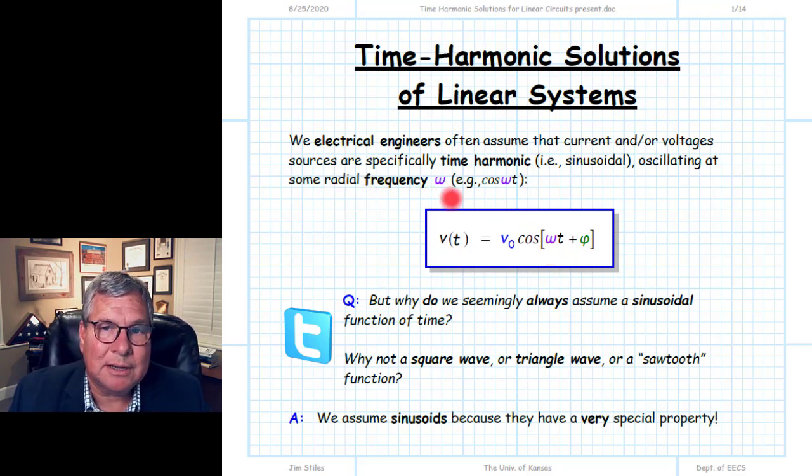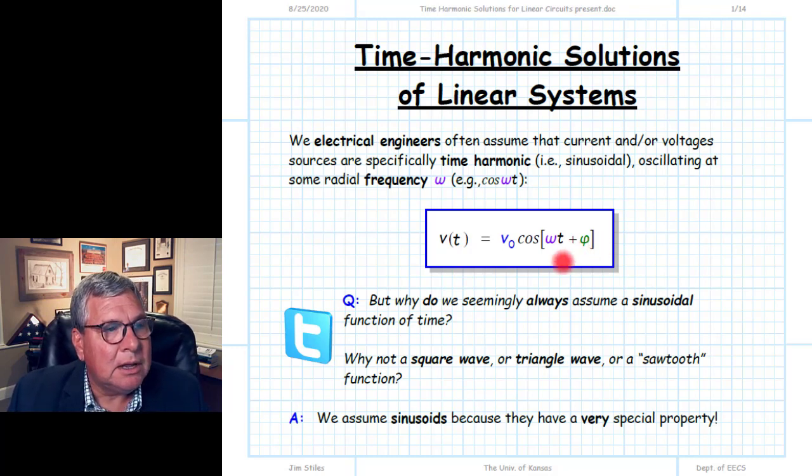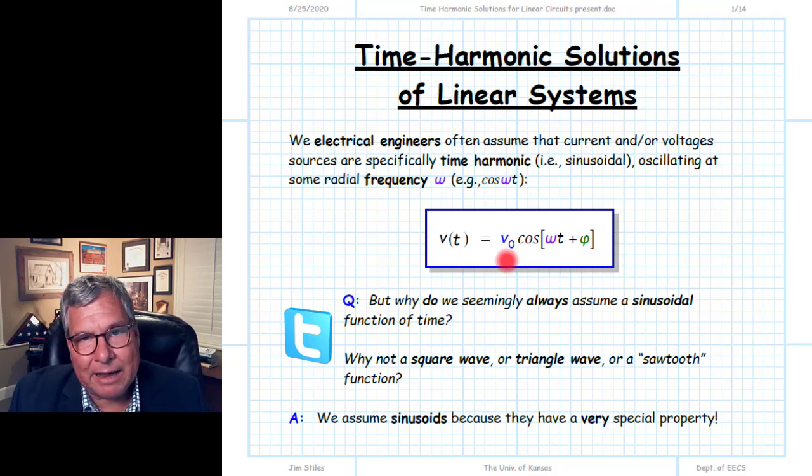And of course, if you do a dimensionality analysis, you find that omega must have units of radians per unit time or radians per second. So omega, radians per second, times t in time will give us radians, the proper argument for the cosine operator, that trig operator. The voltage ultimately is proportional likewise to this cosine function of time, and that proportionality is the magnitude.